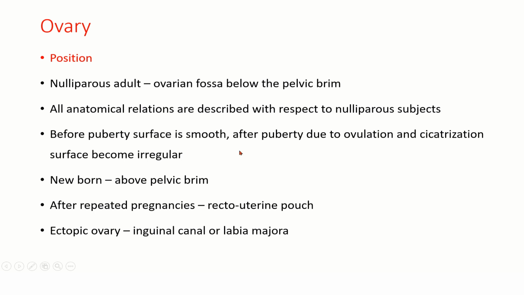Before puberty, the surface of the ovary is smooth, but after puberty, due to repeated ovulation and cicatrization, the surface becomes irregular. In the newborn, the ovary lies above the pelvic rim. After repeated pregnancies, the ovaries fall into rectouterine pouch, and the ectopic location of ovary is in the inguinal canal or in labia majora.